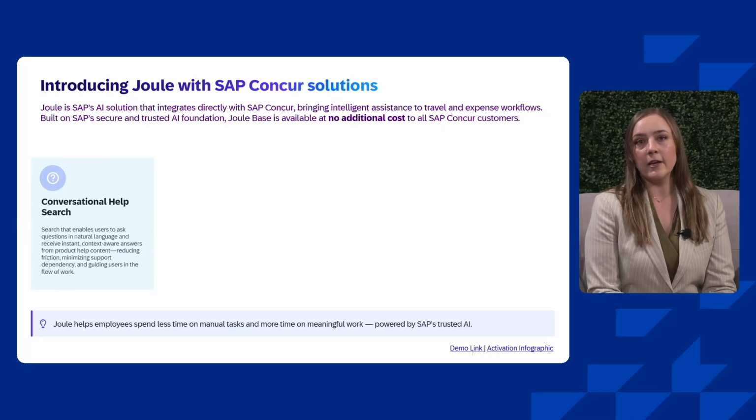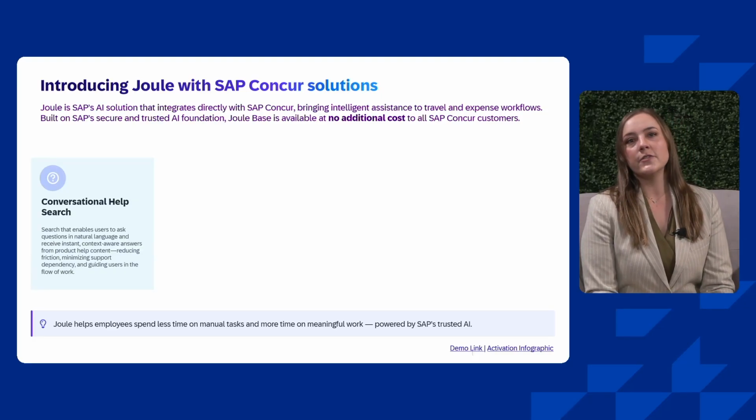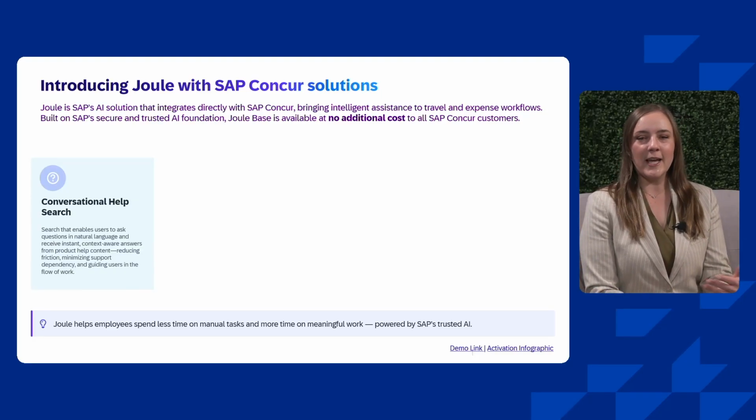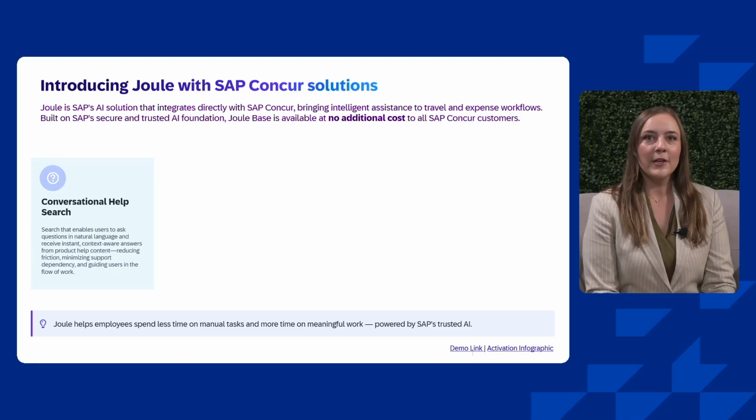The first being conversational help search. So I don't know if you've ever been to the SAP Help portal. If you have, you'll know that there is a ton of amazing information in there. But a ton is the key word there. Sometimes it's really hard to find the information that you're looking for. With conversational help search, you can just simply ask Joule questions about SAP Concur Solutions and get natural language answers back from Joule that help you understand how to use our solutions.